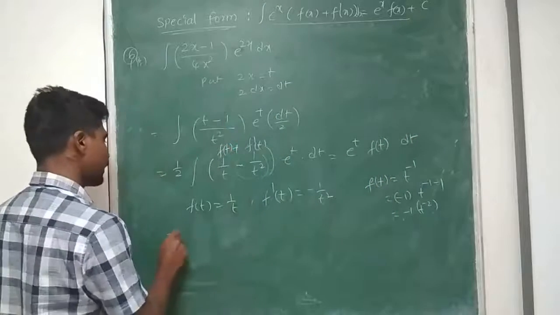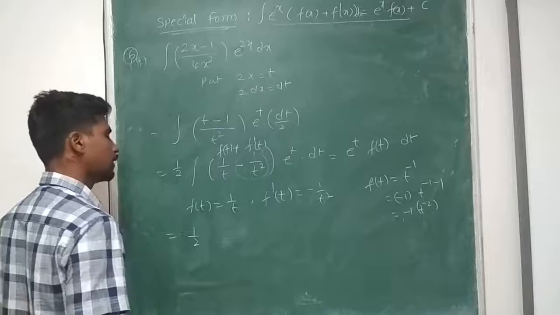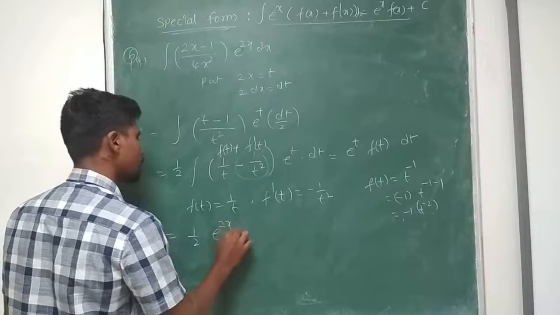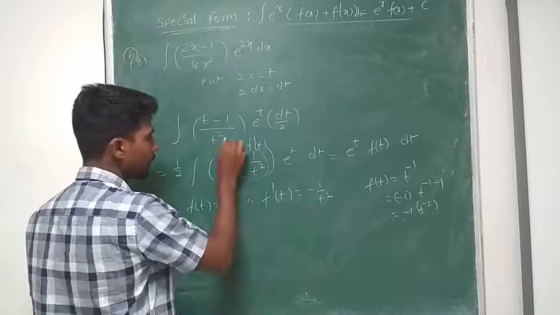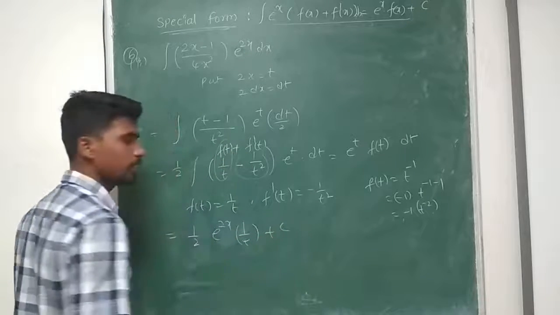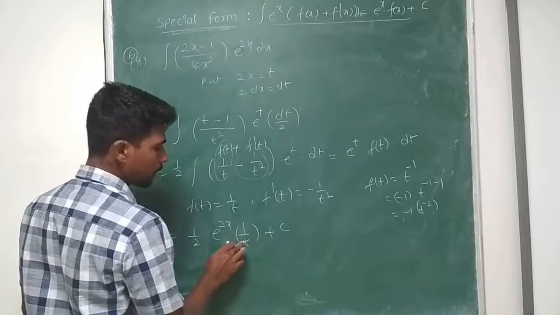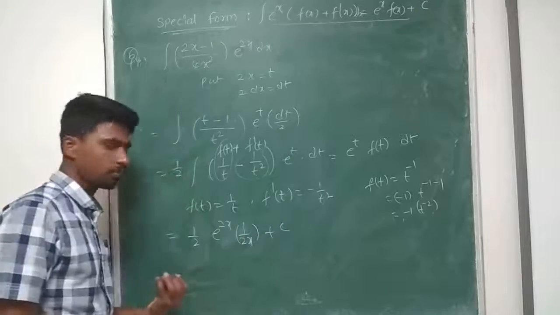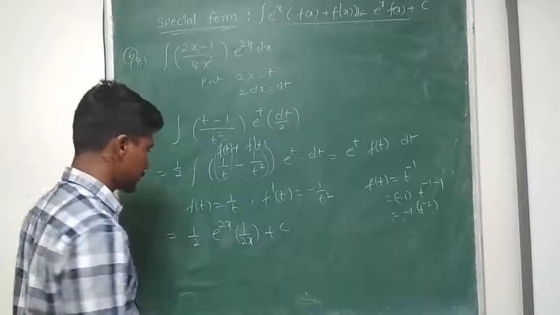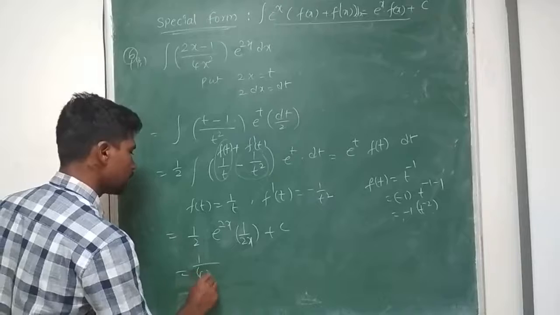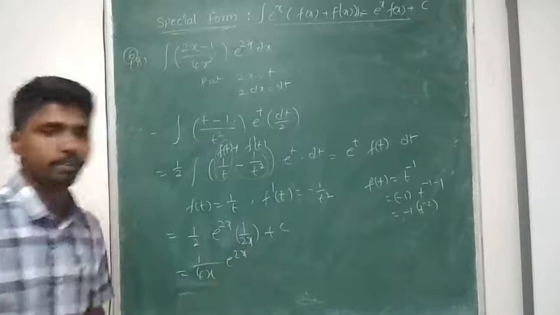So now what is t? Replace t. So 1 by 2 into e power, I consider 2x as t, so e power 2x into f of t. I consider f of t as 1 by t, plus a constant c. So I can replace this t as 2x now. f of t is 1 by t, so 1 by 2x. So I get 1 by 4x into e power 2x.